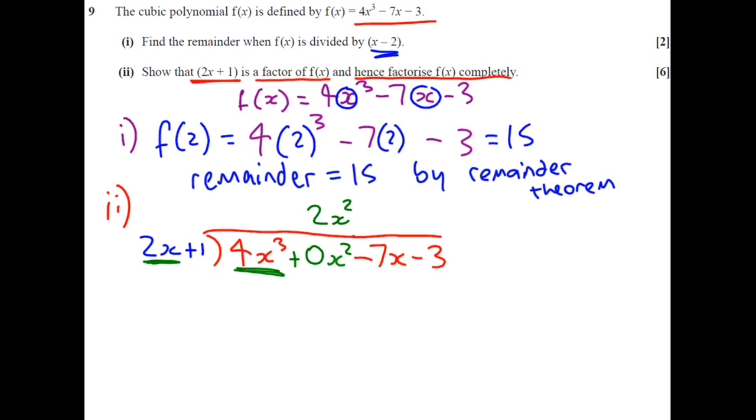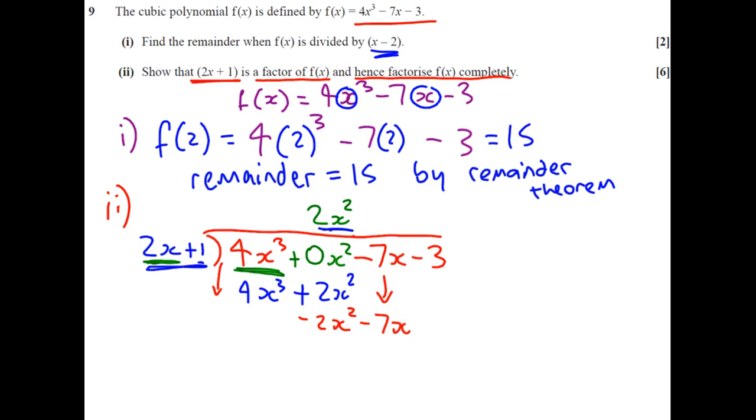So we times 2x squared by all of this. 2x squared by 2x gives us the 4x cubed that we wanted. 2x squared times the plus 1 gives us plus 2x squared. That's why it's important to have the columns, because we're now going to eliminate by subtracting this way. And the 4x cubed and the 4x cubed cancel. And we're going to have minus 2x squared when we take 2x squared from 0x squared. We must bring down our next term.